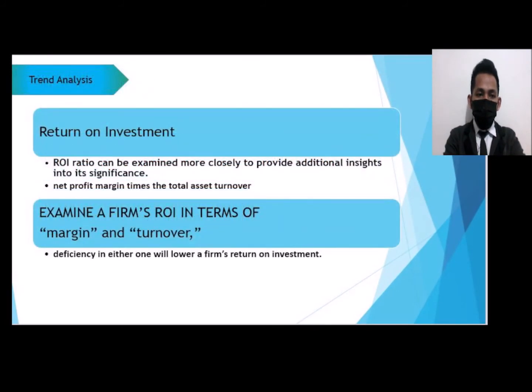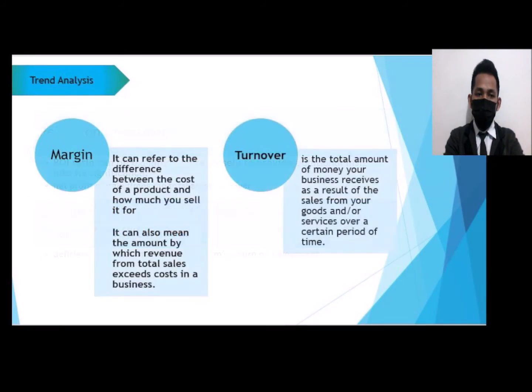So return on investment can be examined more closely to provide additional insight into its significance. Net profit margin times the total asset turnover gives the ROI. So examine a firm's ROI in terms of margin and turnover. As Arlen said earlier, she mentioned the margin. So a deficiency in either one will lower a firm's return on investment.